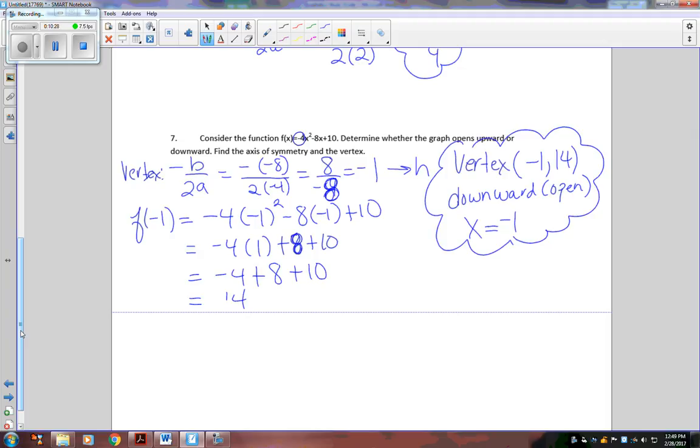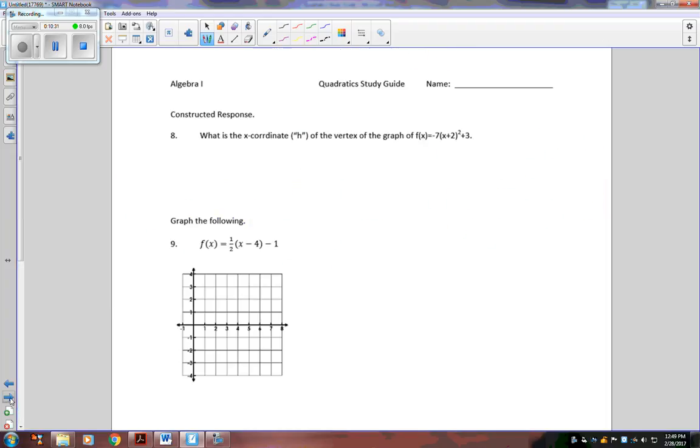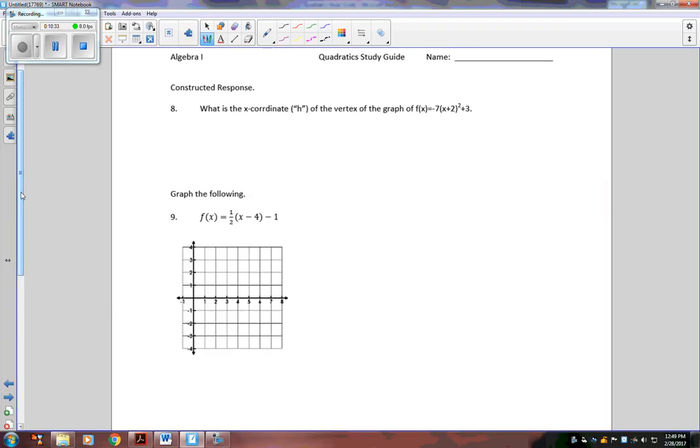Pause the video and do number 8. Number 8, again, asks you for the h value of the vertex, and this is in vertex form. So remember, when you pull out this h, you pull out the opposite. So h would be negative 2. If I wanted to find k, k would be positive 3. It only asked for h, so actually I'm finished right here. But if it wanted the vertex, it would be negative 2, positive 3. Pause the video and go to number 9.